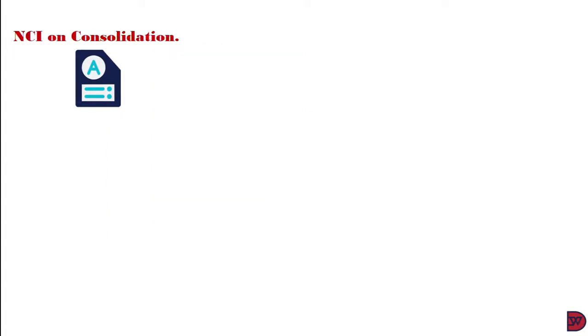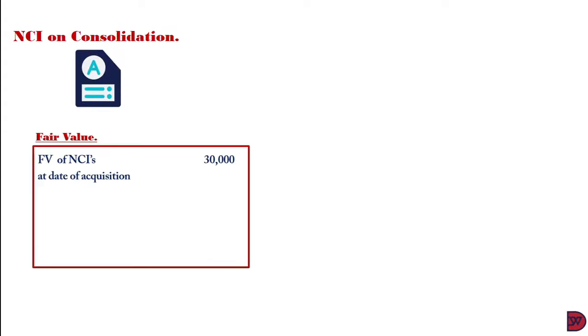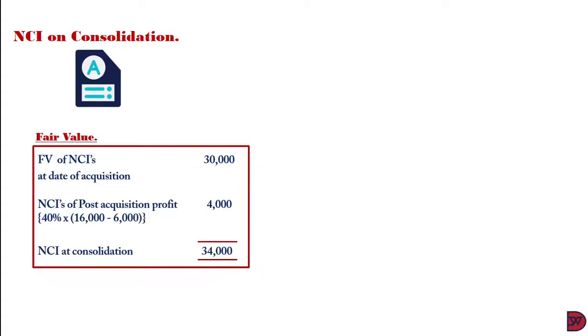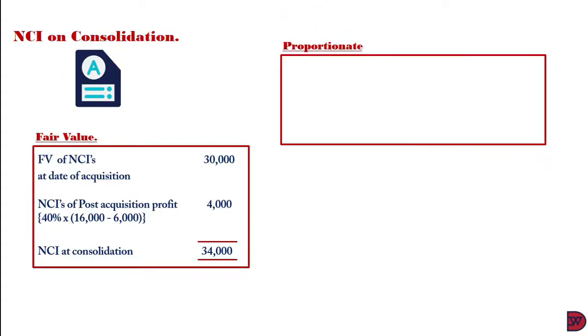Now when we come to the non-controlling interest on consolidation, under the fair value method, we pick the fair value of the non-controlling interest at the date of acquisition, which is $30,000 as stated. Then we pick their share of the post-acquisition profit, which is $4,000. The total will be $34,000. Let's come to the proportionate method. So we first have to calculate the goodwill to be attributed to the NCI, which is the fair value at the date, which is $30,000.